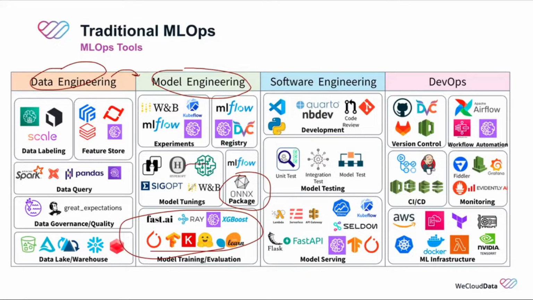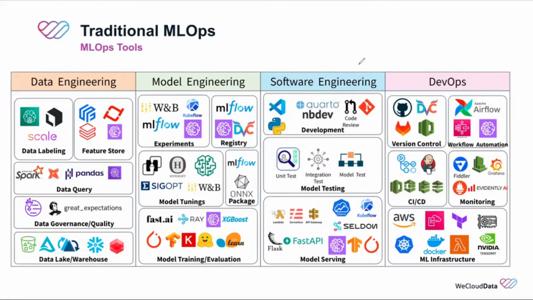Distributed model training, where you have lots of data, how do you version control your data, and things like that. So these are model engineering. And after that, we need to do software engineering, right?